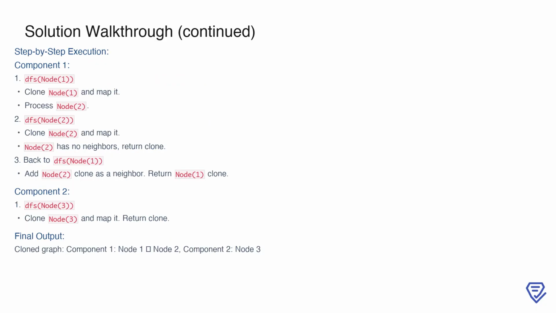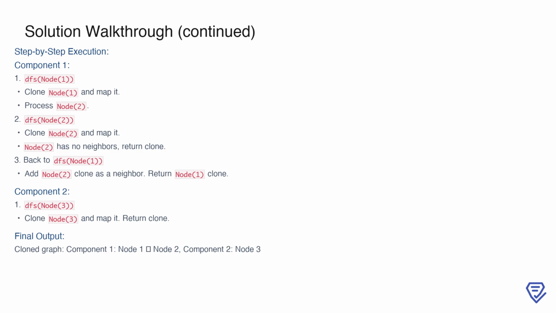In component 1, we begin with DFS on node 1. We clone node 1, add it to the mapping, and process its neighbor, node 2. For node 2, we create its clone, add it to the mapping, and since node 2 has no neighbors, we return its clone. Back at node 1, we add the clone of node 2 as a neighbor of node 1's clone and return the clone of node 1.